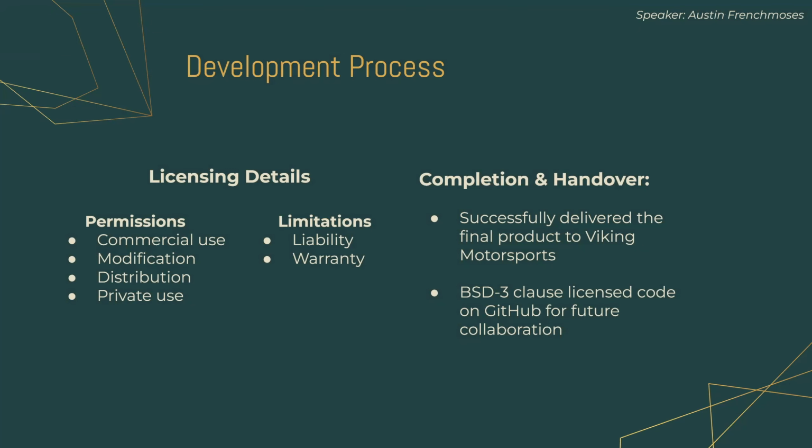And then as Matt mentioned before, we did use the BSD 3-clause license on our GitHub code for future collaboration. This BSD clause provides commercial and private use, modification, and distribution, and then liability and warranty limitations. And then we will be successfully delivering the final product to Viking Motorsport.